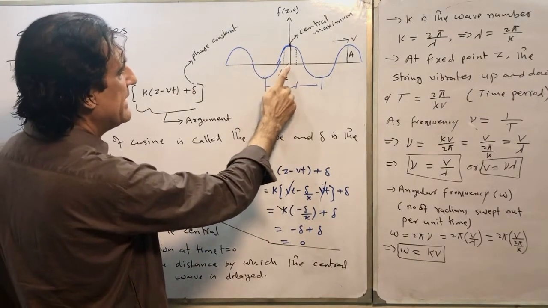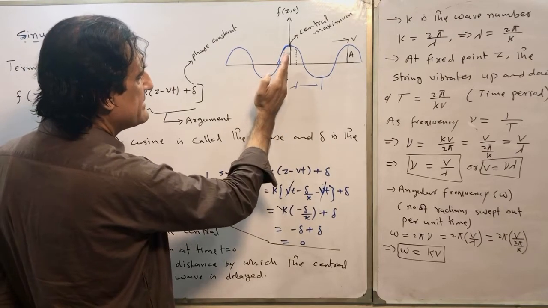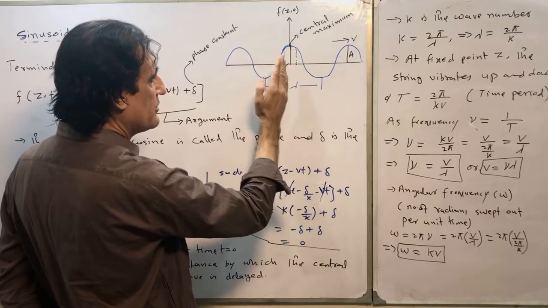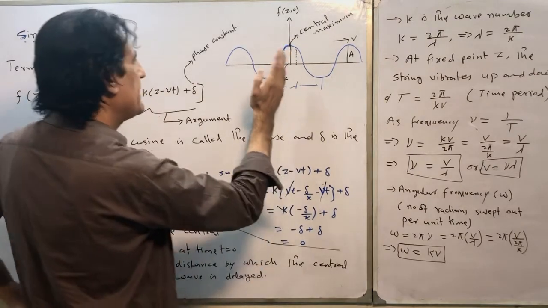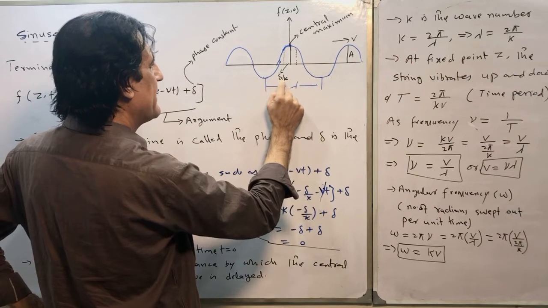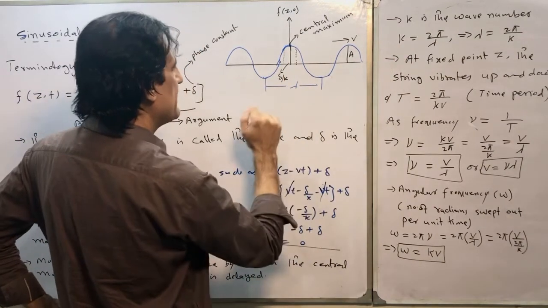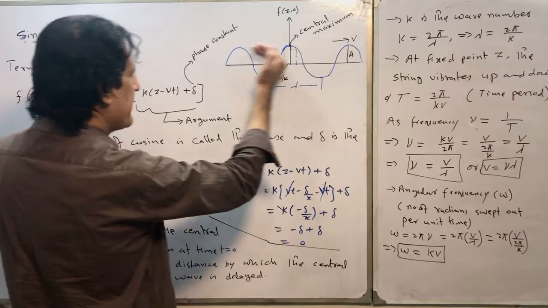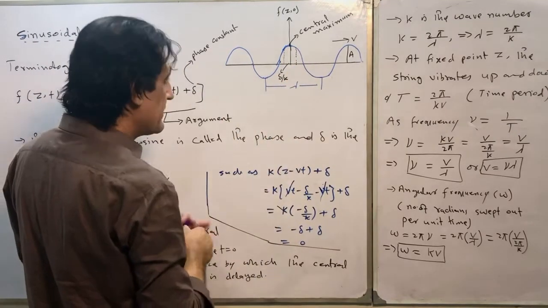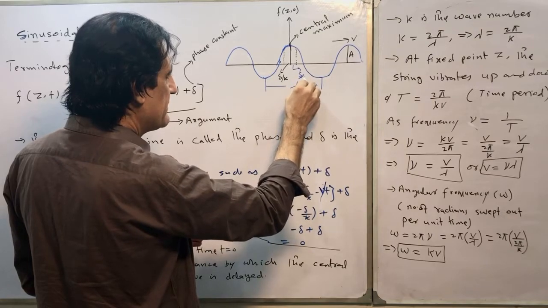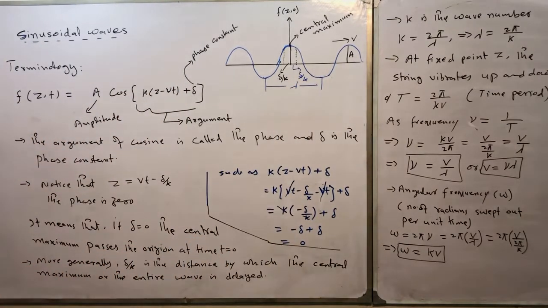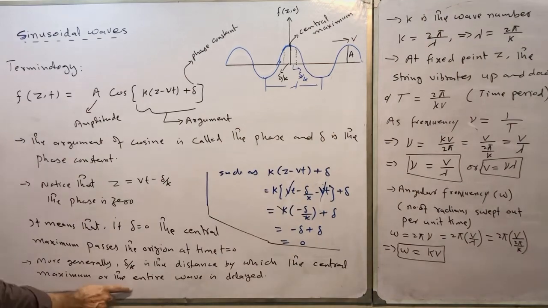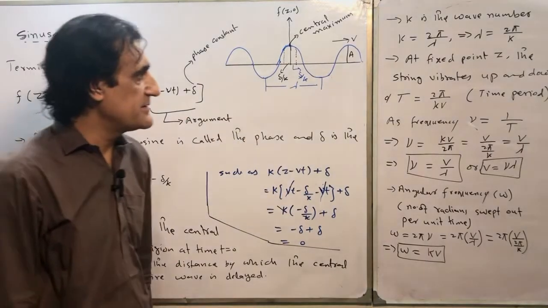It means that when the wave is here, it is at a small distance from the central maximum at z equal to 0. When the wave is moving in this direction, there is some small displacement at the origin, and this will be delta divided by k. More generally, delta divided by k is the distance by which the central maximum of the entire wave is delayed.